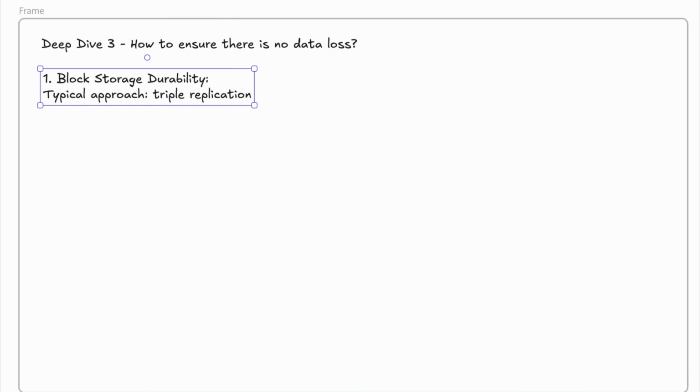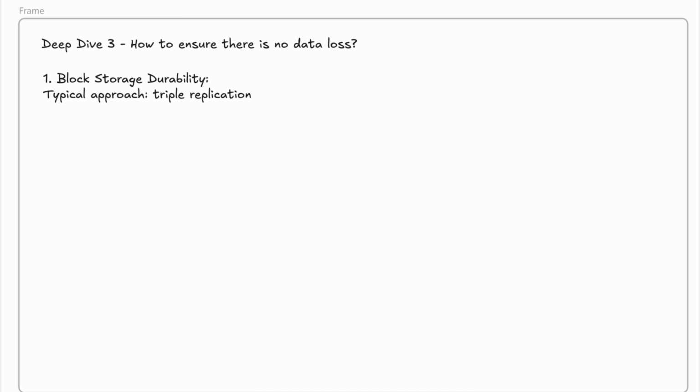First, block storage durability. Let's start at the foundation: block storage. Since our files are immutable, each file is broken into fixed-size blocks, say 64 megabytes, and each block is identified by its content hash. Now, we can store these blocks independently and replicate them across multiple storage nodes.